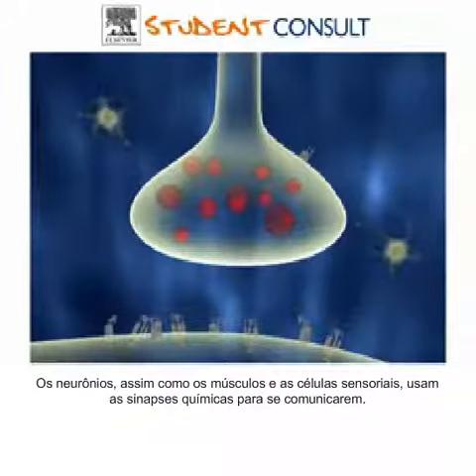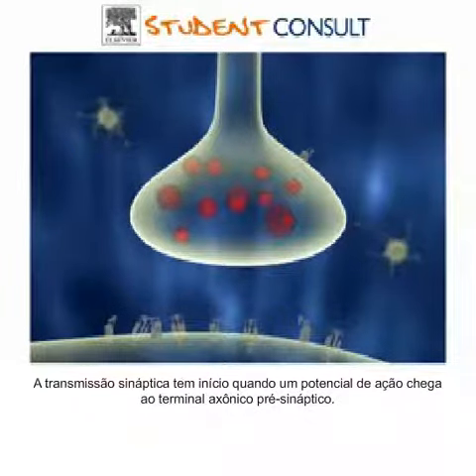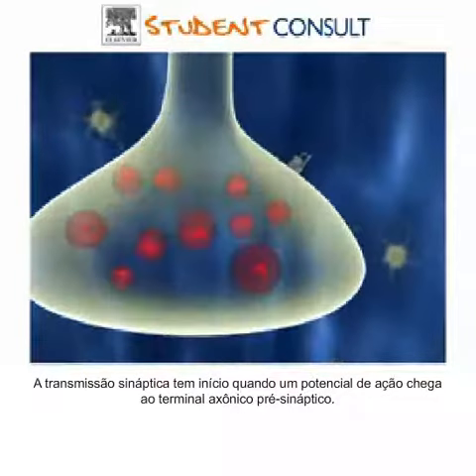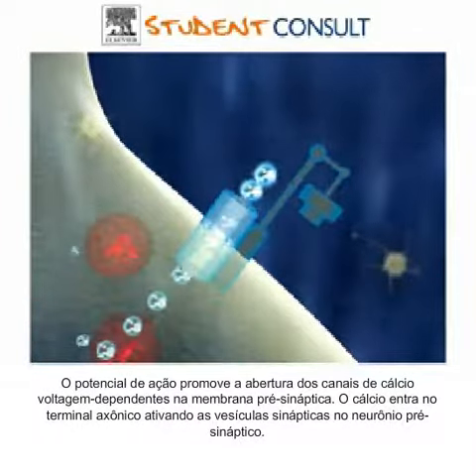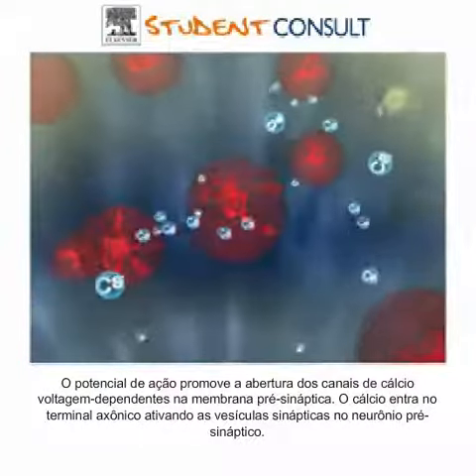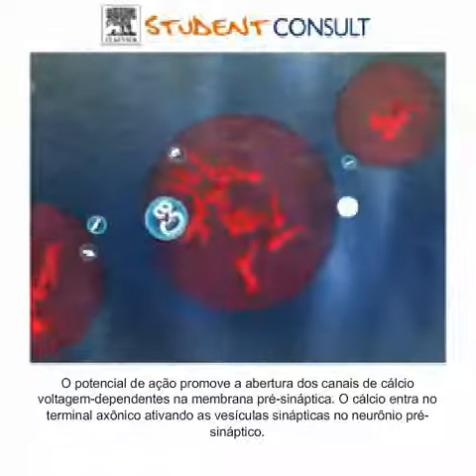Neurons use chemical synapses to communicate with each other, as well as muscle and sensory cells. Synaptic transmission begins when an action potential arrives at the presynaptic axon terminal. The action potential opens voltage-gated calcium channels in the presynaptic membrane. Calcium enters the axon, activating synaptic vesicles.